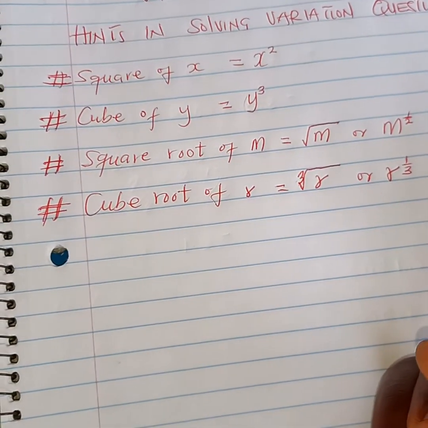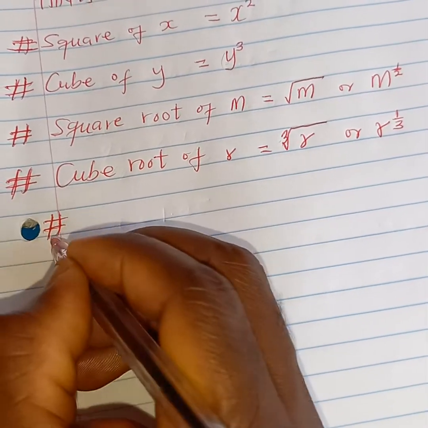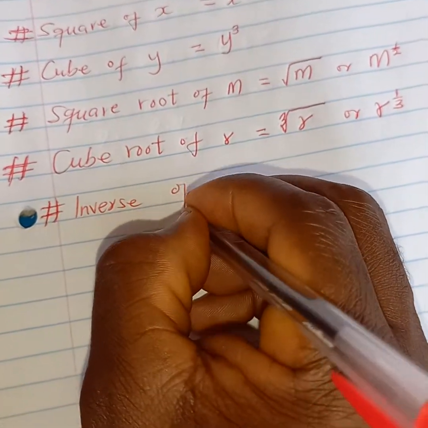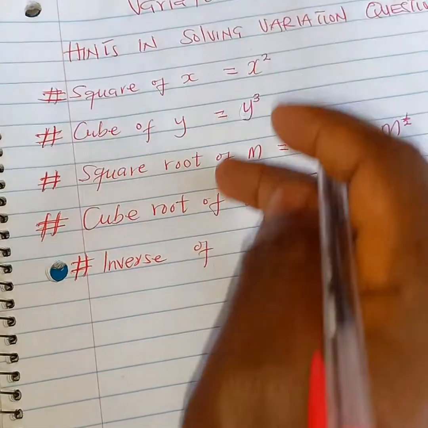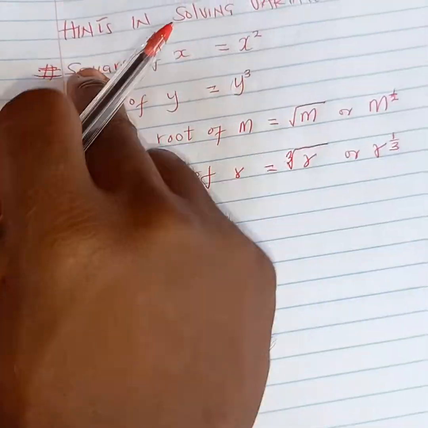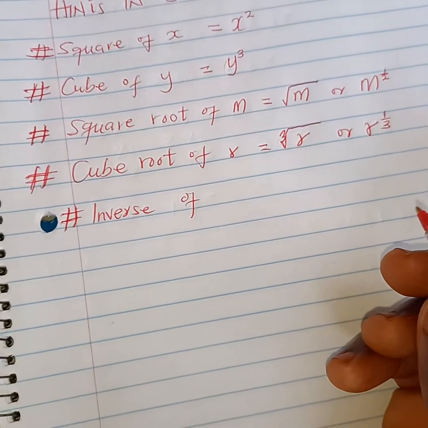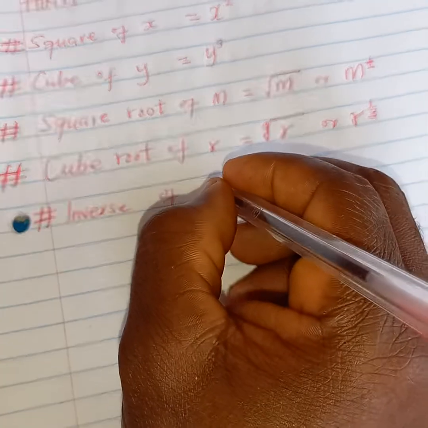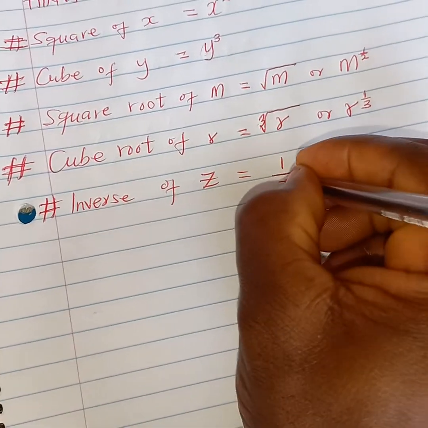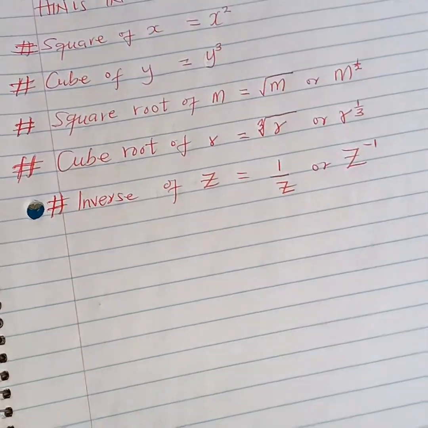The last one, let me add the last one. You can hear something like inverse of any of this. It could be any of this: inverse of square of x, inverse of cube of y. Let's say inverse of z. Then we are going to get 1 over z, or z exponent negative 1. This is how you are going to get it.